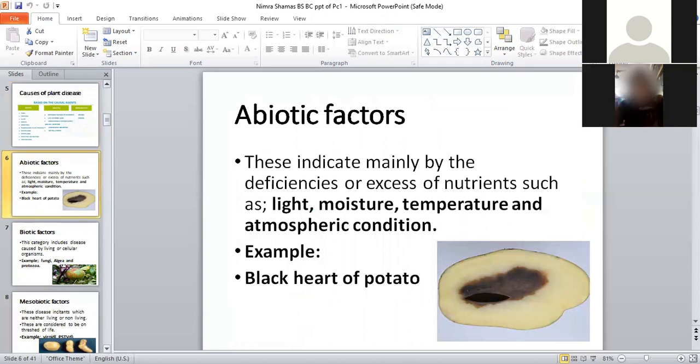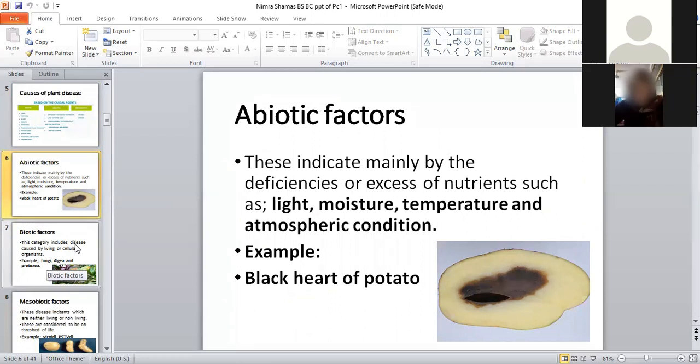Next slide. So, abiotic factors. Now we discuss in detail abiotic, biotic, and mesobiotic factors. What are abiotic factors? Abiotic factors indicate mainly the deficiencies and excess of nutrients, such as deficiency of magnesium, deficiency of calcium, or excess of calcium. These are because of nutritional value.